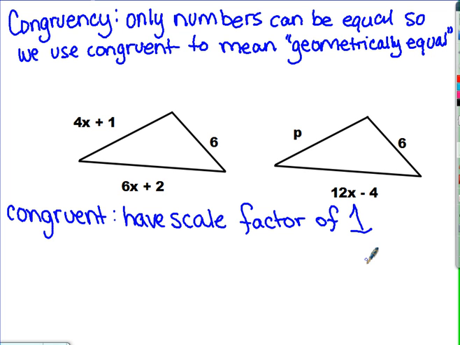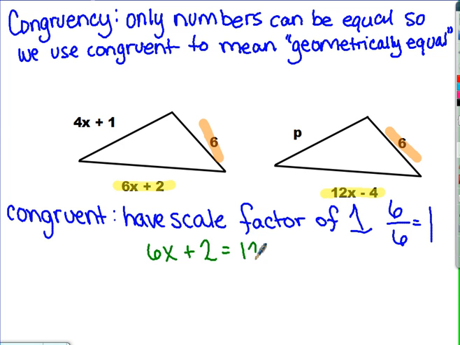Now, if you will notice, in these triangles, the right-hand side is 6 for both of them. So since 6 equals 6, their scale factors are 1, meaning all of their sides are congruent. They are geometrically equal. So we can also say that 6x plus 2 is congruent to 12x minus 4. So we're going to use an equation to write that. 6x plus 2 is equal to 12x minus 4. Now we have an equation in which we can solve for x.